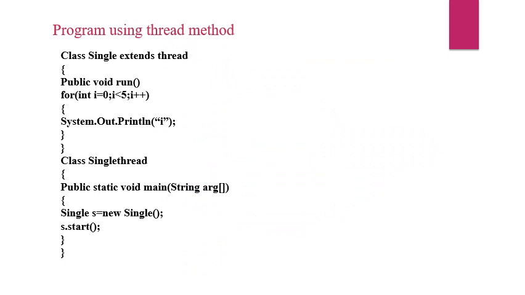I've taken a program that uses thread methods. Here I'm implementing a single thread. A thread class can be implemented by using the concept called inheritance. As you can see on the screen, in the program I've used inheritance. Here class Single extends Thread. Single is a derived class of the base class called Thread.